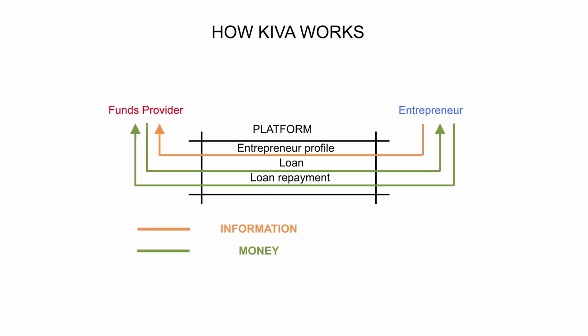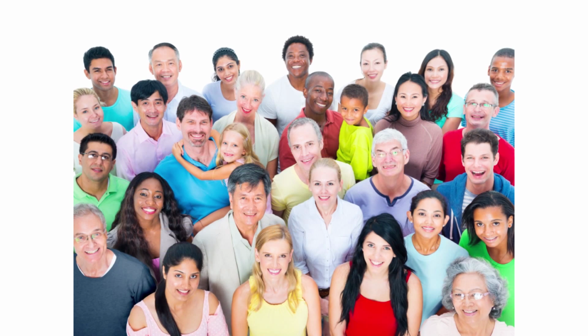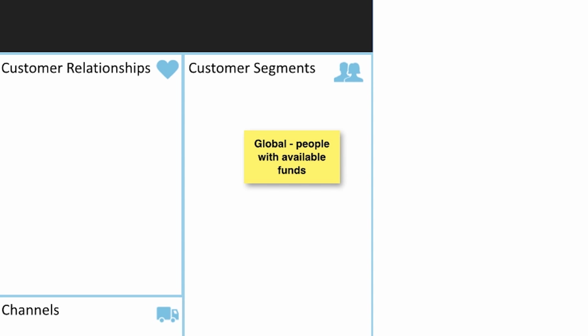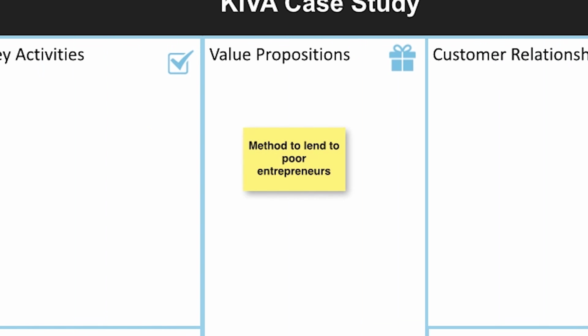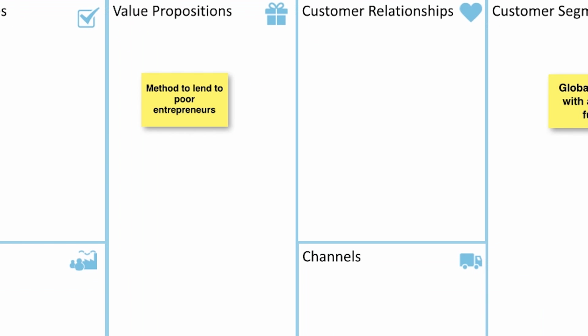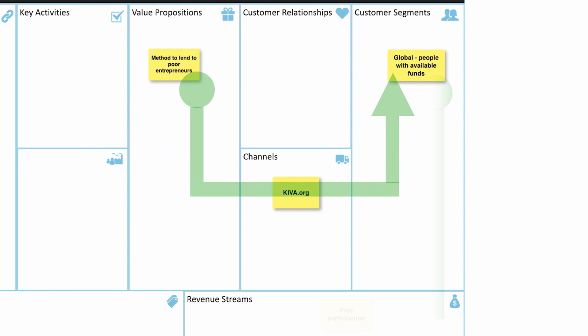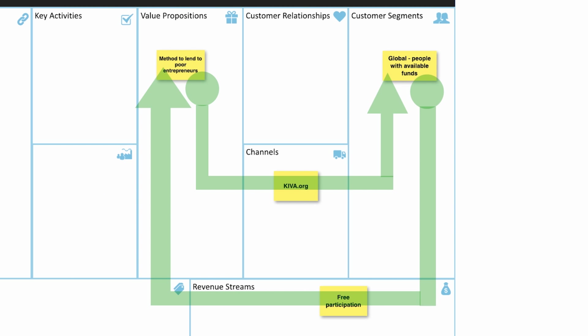The first segment in this model is people, anywhere in the world, with available funds who want to invest in worthy entrepreneurs. In order to accomplish that job, they need a method by which to lend the money. Now, the key value proposition for that segment: all interactions happen through the web platform, kiva.org. Kiva does not charge these funders for participating.